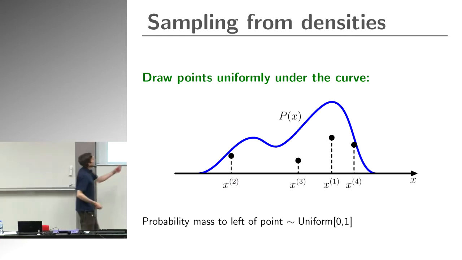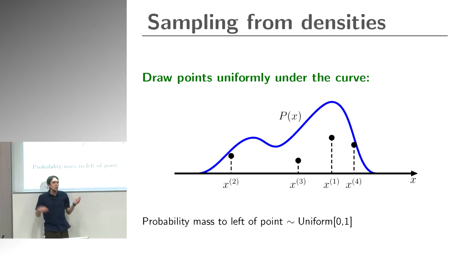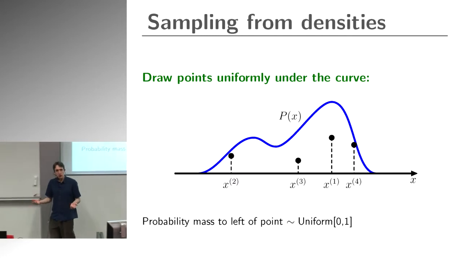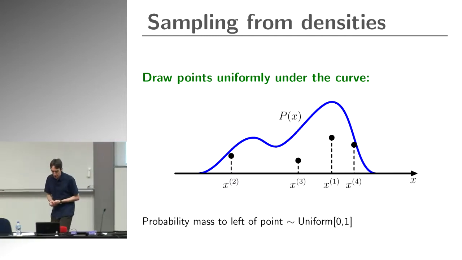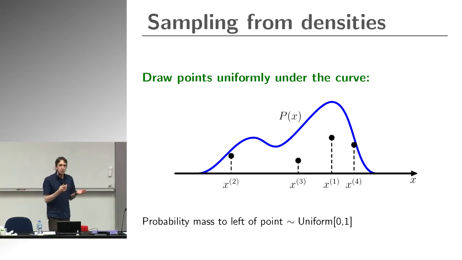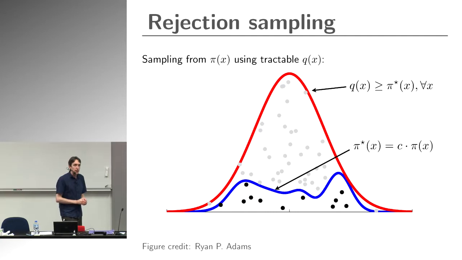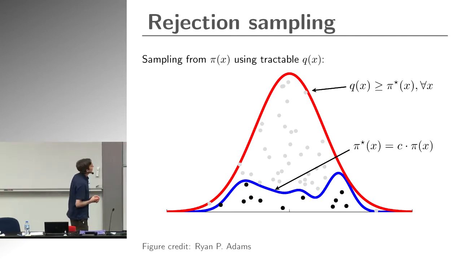The probability of landing in some thin region is proportional to the height of the curve, so it's proportional to the probability distribution, so you're doing the right thing. Okay, how do you draw the black dots from under a curve? Well, if that curve has a funny shape, then it might not be obvious how to do that. But there's this neat idea called rejection sampling that makes it pretty easy in some circumstances.